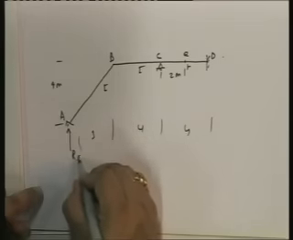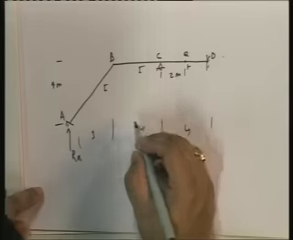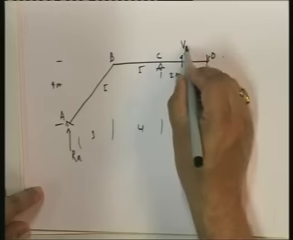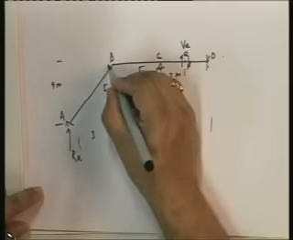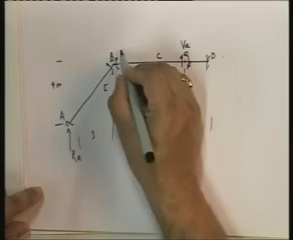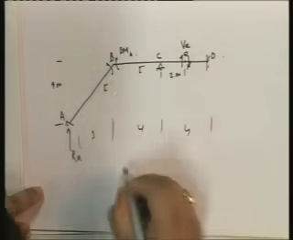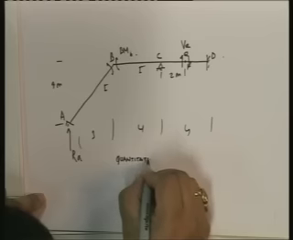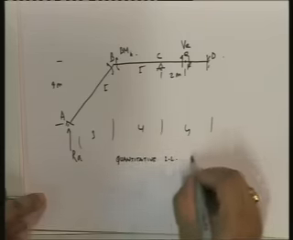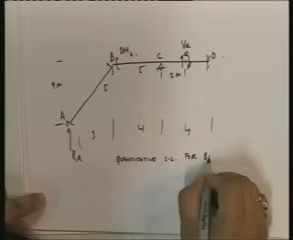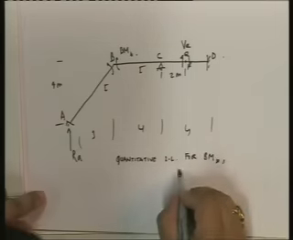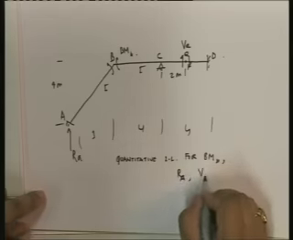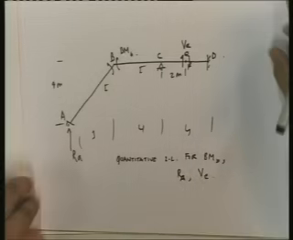And I ask you to find out this array, the shear VE and the bending moment at B. Quantitative influence line for bending moment at B, R at A, and V at E. Okay? You find these out.